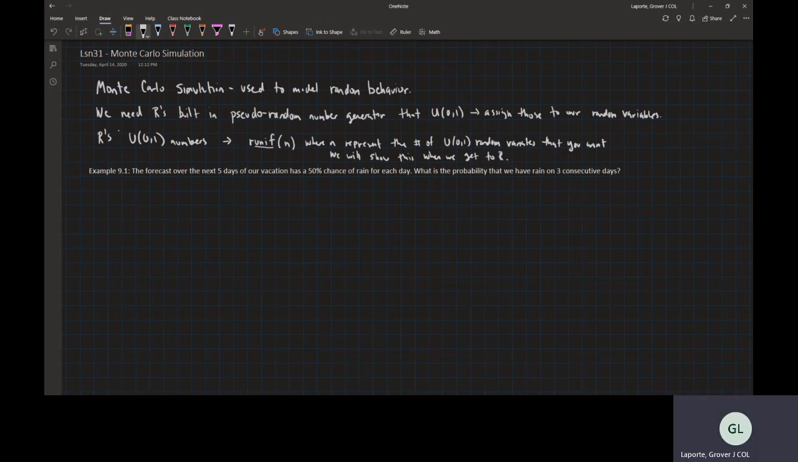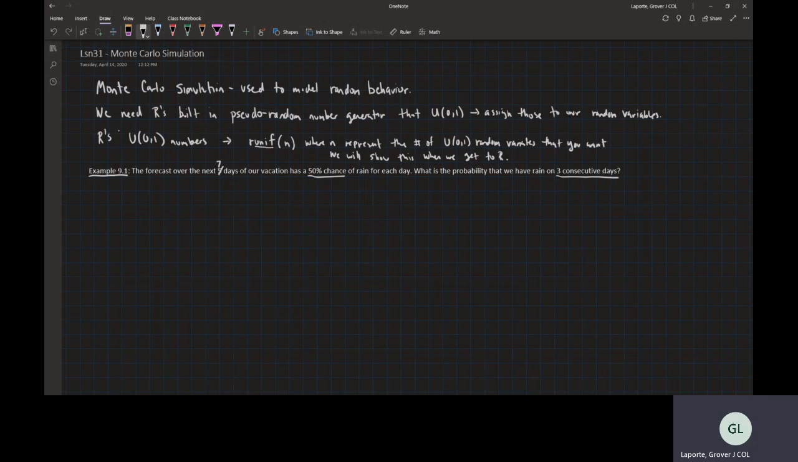All right. So let's use example 9.1 of the book. And it's not 5 days, it's going to be 7 days. So over the next 7 days of our vacation, each particular day has a 50% chance of rain. The question is, what is the probability that we get rain on 3 consecutive days? That's the question we're trying to answer.